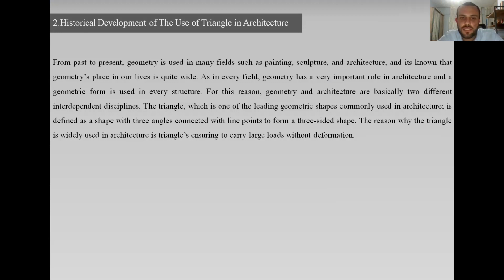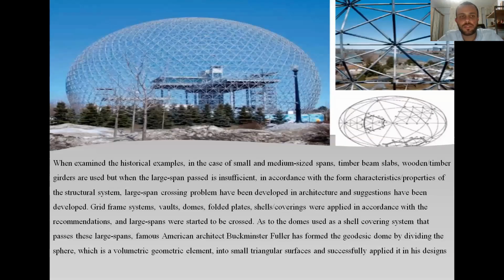The triangle, which is one of the leading geometry shapes commonly used in architecture, is defined as a shape with three angles connected with line points to form a three-sided shape. The reason why the triangle is widely used in architecture is that triangles can carry large loads without deformation.